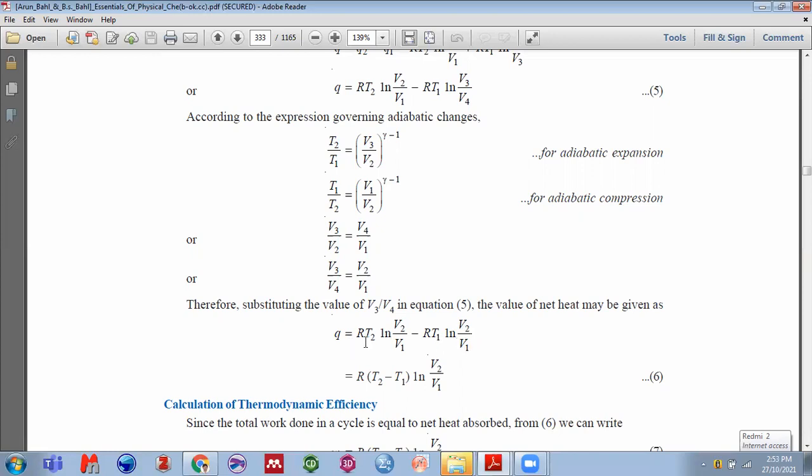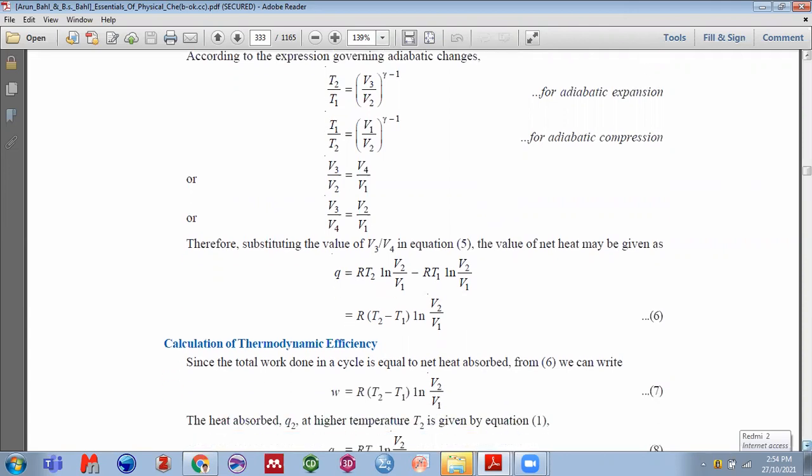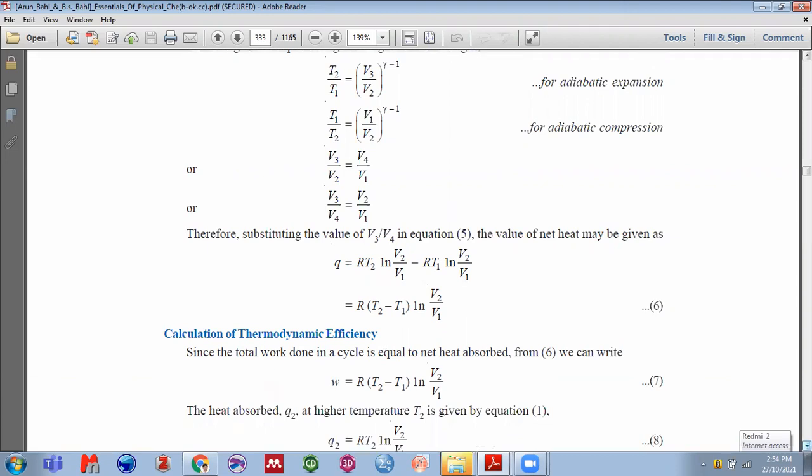Now taking common R ln V2 by V1 from this part in bracket T2, from this part in bracket minus T1. So now the equation becomes. Calculation of thermodynamic efficiency.